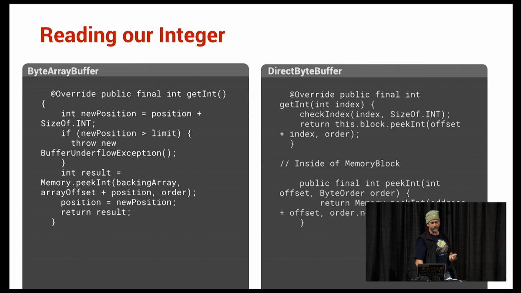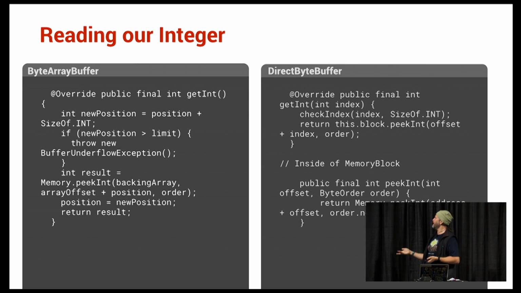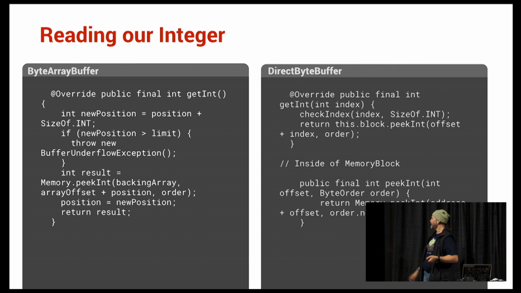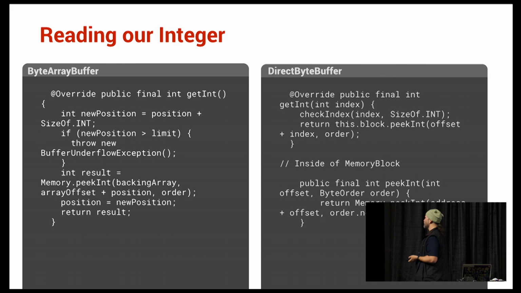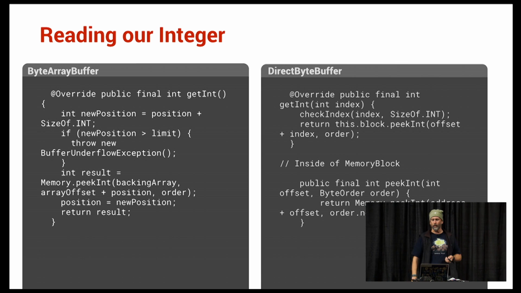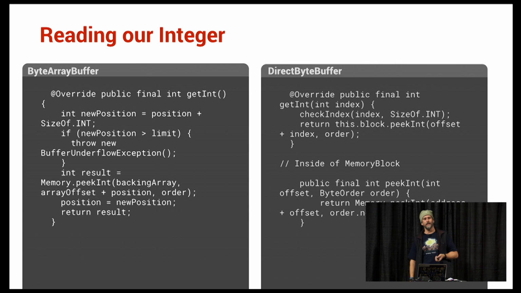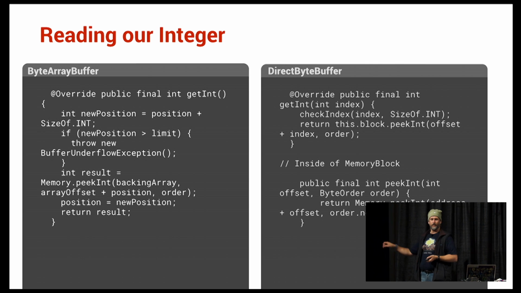Here's how we start reading the integer. We use the call getInt, and in ByteArrayBuffer it's pretty standard. It goes into another class called Memory, peekInt. Inside of MemoryBlock, we have an extra bit of indirection. We have to call into the block class, which calls into Memory.peekInt, but a different call, because that peekInt takes a backing array, and the other one takes an address plus offset. And yes, you are essentially looking at pointer arithmetic inside of the runtime right here. Not something you see very often.